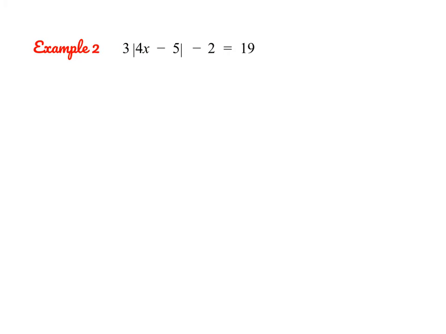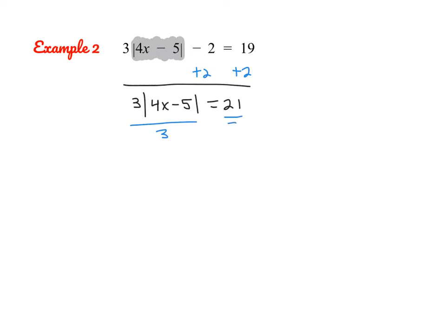All right, let's try another one together. So again, step 1 is to isolate the absolute value first. So this is going to require 2 steps. So we'll start by adding 2 to each side. So 3 times the absolute value of 4x minus 5 equals 21. Then let's divide both sides by 3. So the absolute value of 4x minus 5 equals 7.